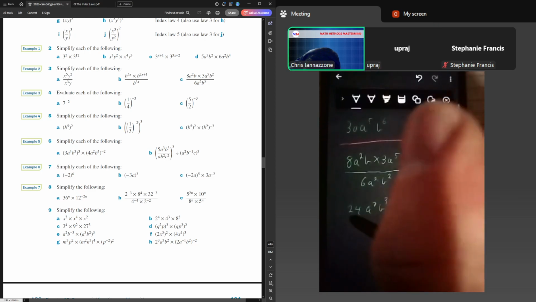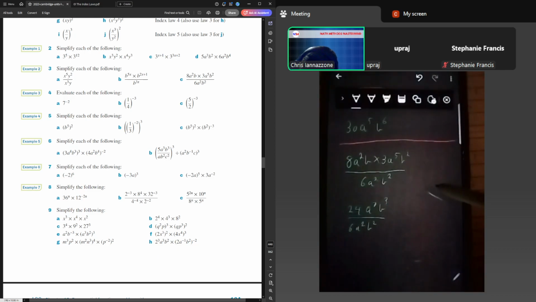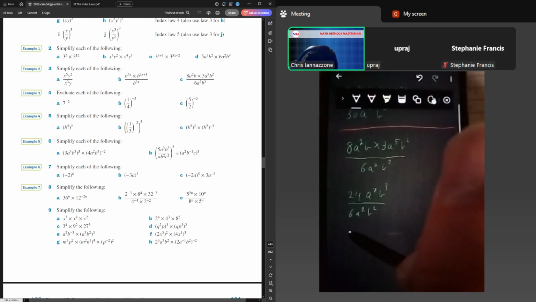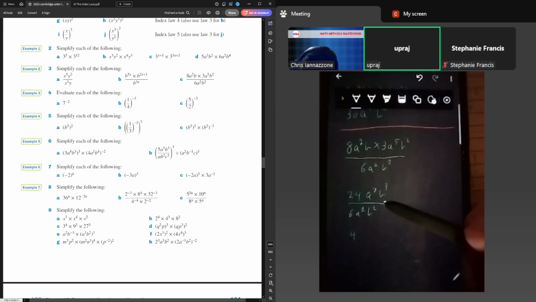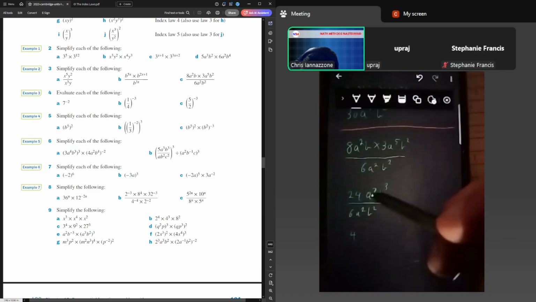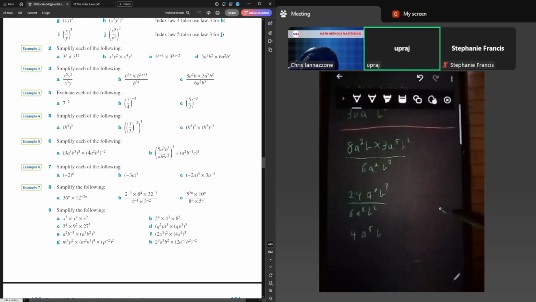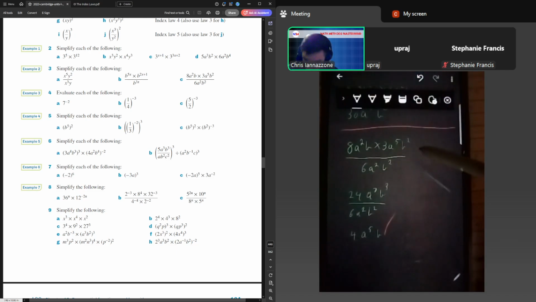Yep. And then if you put that all over 6a squared b squared, you just do the same process again, but in division. 24 becomes 4, and then 6 becomes 1. And then a squared cancels out, and a to the power of 7 on the top becomes a to the power of 5. Yep, so that's the subtraction when you have division. And b to the 3 over b squared, the b squared cancels out, and it's just b on the top. That's it, yeah.